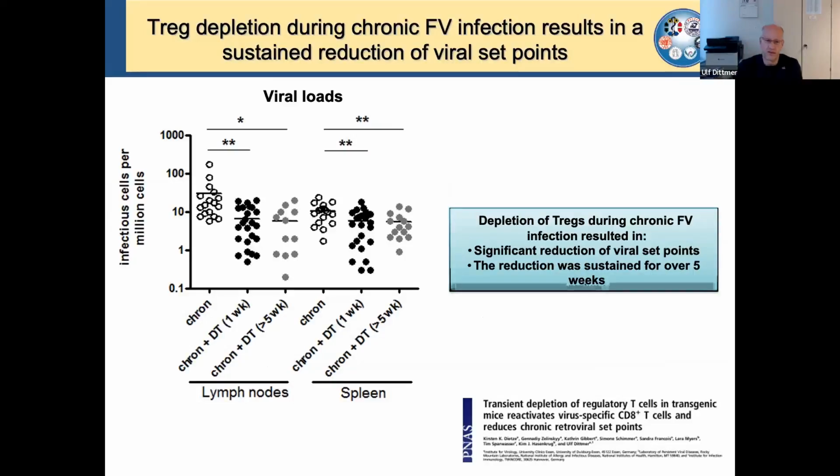So the last question in these chronically infected mice was, if we deplete regulatory T cells and reactivate the CD8 cells, does that change anything with the viral loads in these animals? So do we have less virus? And the answer is yes. So these are, again, two different organs. This is the normal, already very low viral load in this chronic Friend virus infection. However, if we deplete regulatory T cells, then the viral load goes down by 10 to 15 times.